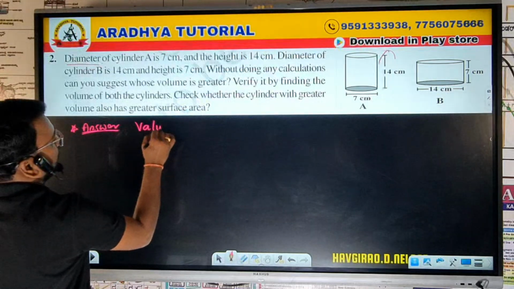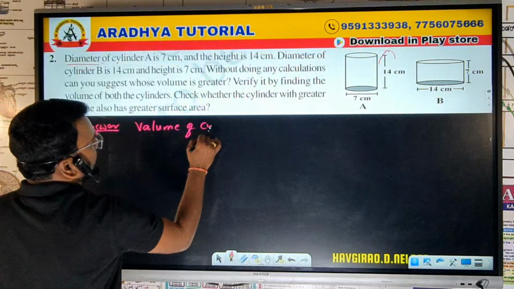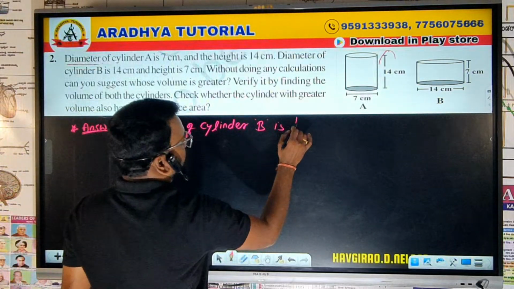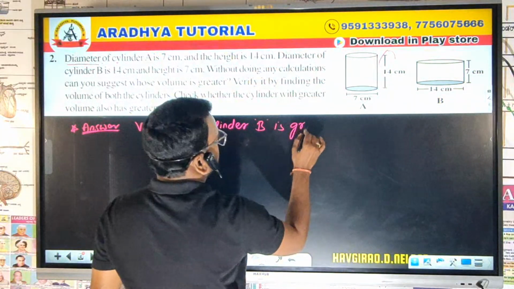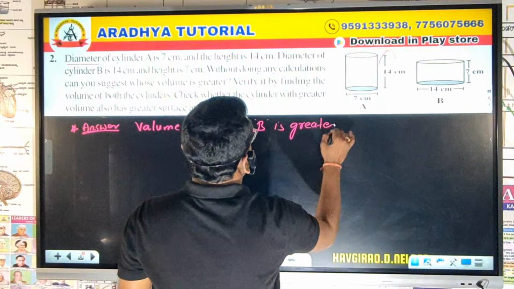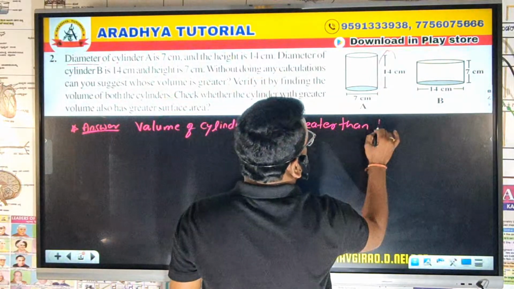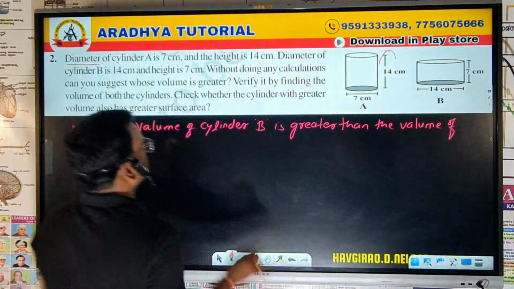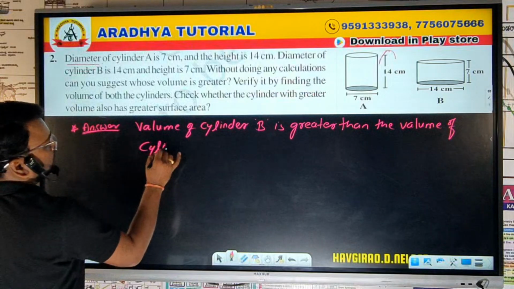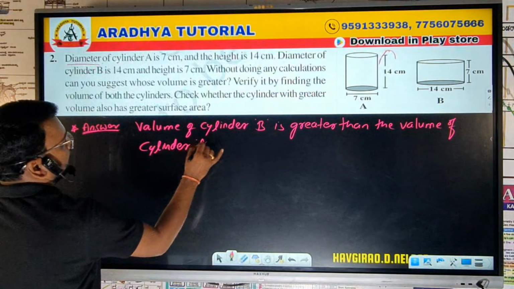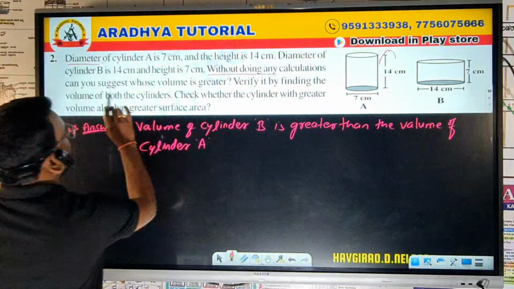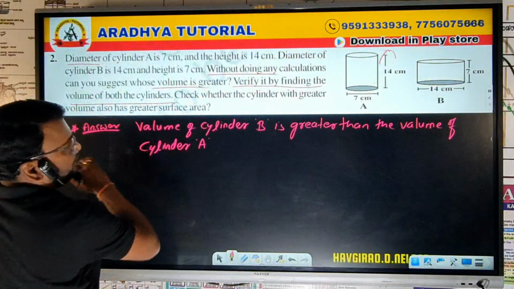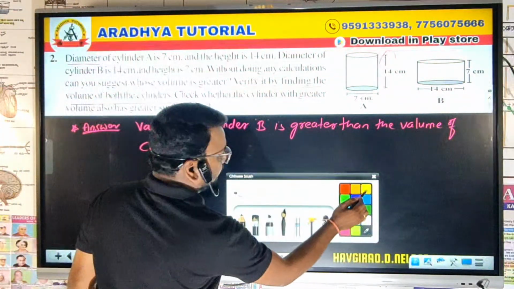Volume of cylinder B is greater than the volume of cylinder A. If we compare these two, that one is over. Now verify by finding the volume of both the cylinders. Afterwards we have to find the verification.